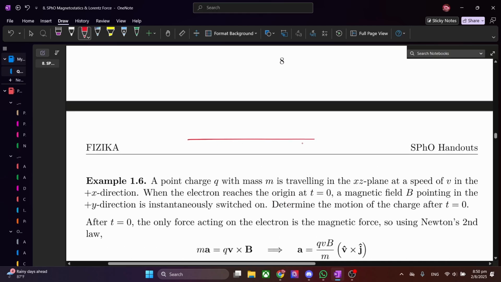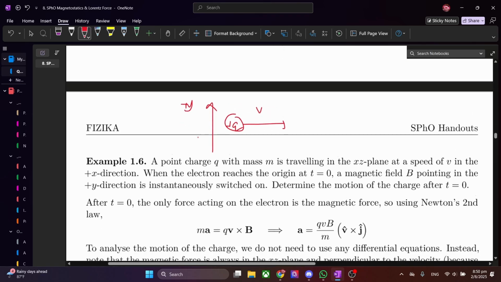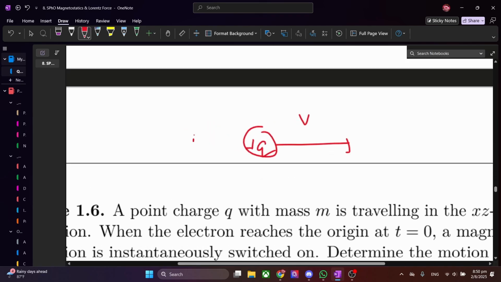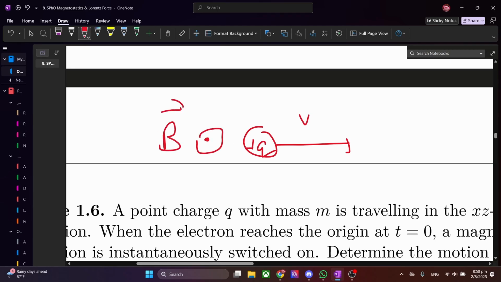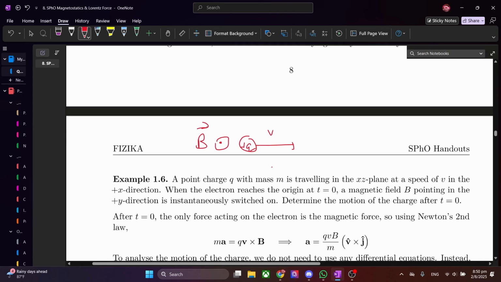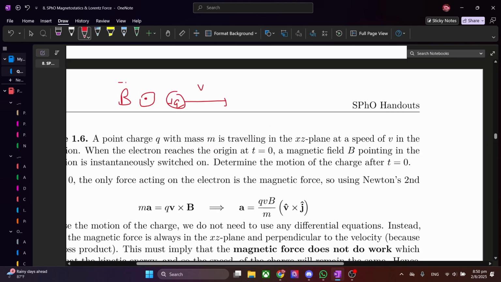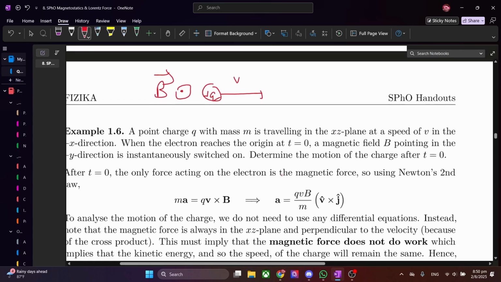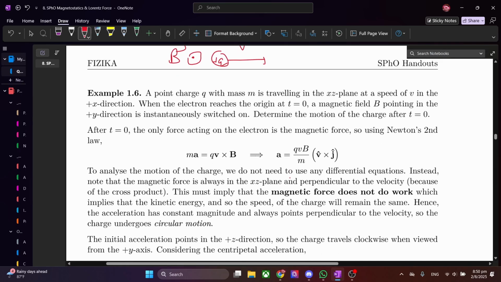Basically we're just considering a point charge that moves in the xz plane with velocity v in the x direction, and then there's a magnetic field that is switched on in this direction, and what we want to do is determine the motion of the charge. Let me use the y direction to be something like this. This is very useful because the path of the charge inside is a circle.